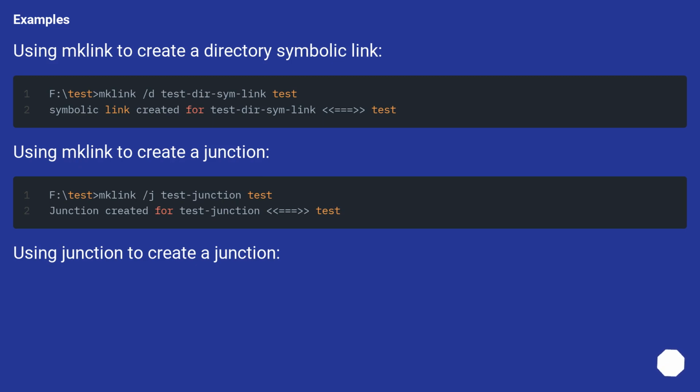Examples: using mklink to create a directory symbolic link, using mklink to create a junction, using junction to create a junction.